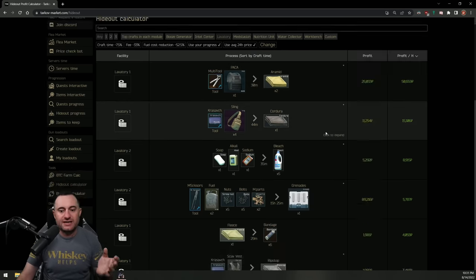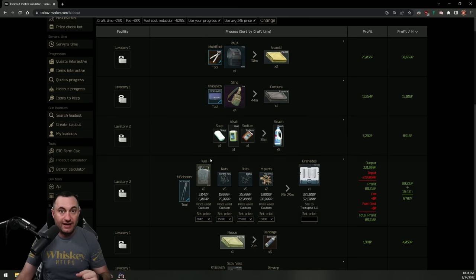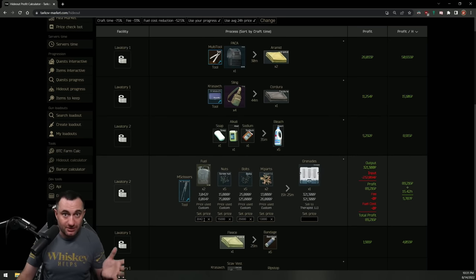Now, the last one is kind of an every other day or every 2 day craft, at least for me. I use my empty fuel cans. Now, those aren't worthless. You can sell them to Therapist for 3,000 rubles. So that's what I put in here.